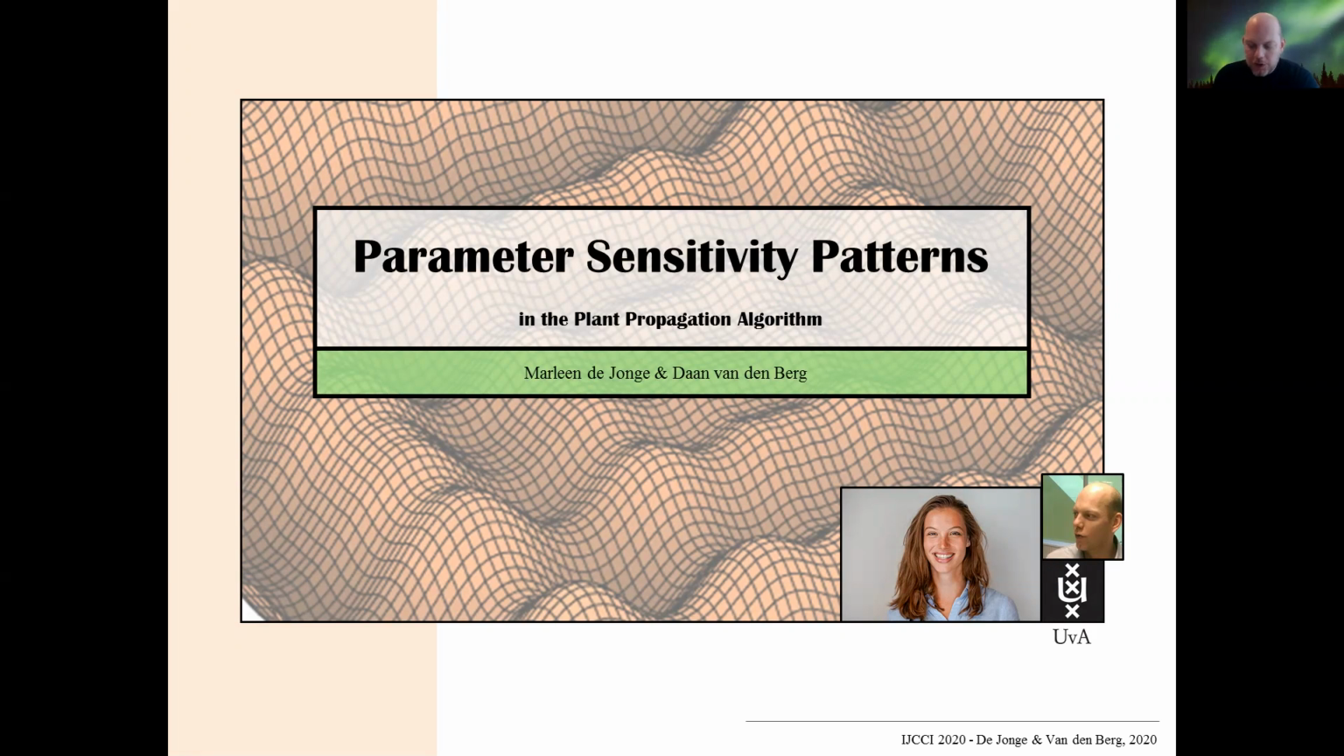So the main topic of this talk is going to be parameter sensitivity patterns in the plant propagation algorithm. It's a study done by Marleen DeJonge and myself, published at IJCCI 2020, and was nominated for the Best Student Paper Award, as Marleen DeJonge was still a bachelor student at the time of publication.